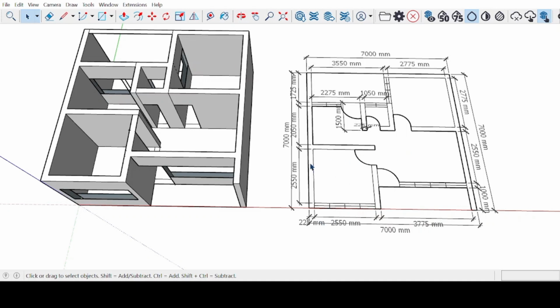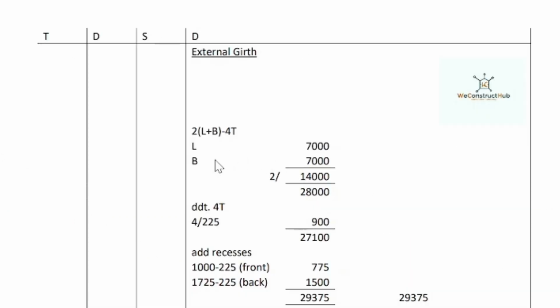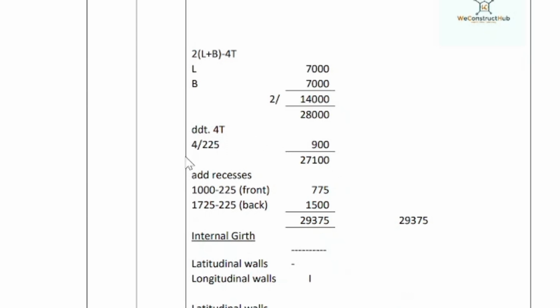So what is our length? Our length is 7,000 millimeter. And our breadth is 7,000 millimeter. So it will be 7,000 plus 7,000, which will give us 14,000 millimeter. Multiply by 2, which will give us 28,000 millimeter. Now we'll deduct 4 times the thickness, which is 4 times 225, which will give us 900. So 28,000 minus 900 will give us 27,100.